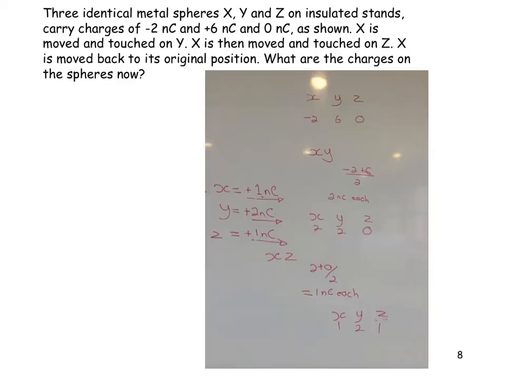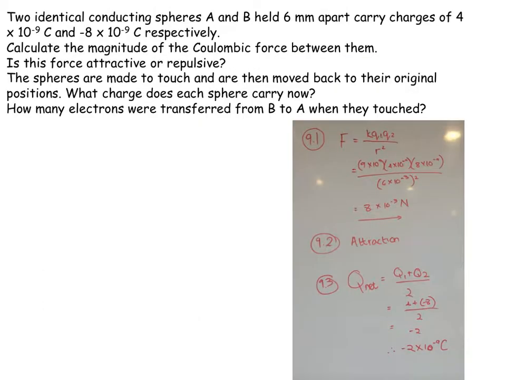3 identical spheres are put on charges, and what is going to happen? So I've got them with those charges originally. First x touches y, and then my new charges are 2, 2, and 0. Now x touches z, so 2 and 0 are divided by 2, so you get 1, 1, and 2, and that's what comes out. And remember, it all happened in nanocoulombs. Add together and divide by 2 whenever charges touch each other.